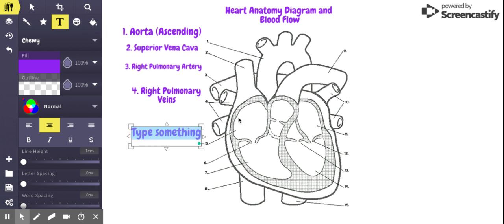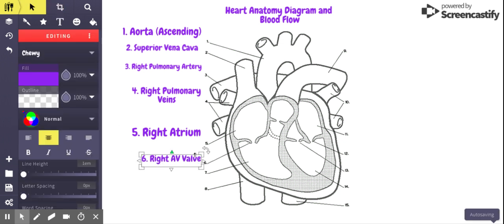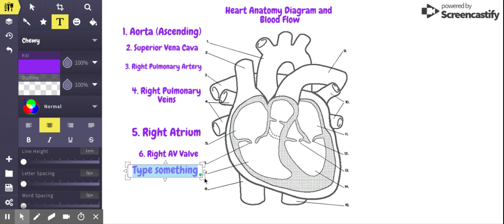Number 5 is pointing to one of our very first chambers. This is your right atrium at the top. And underneath that, number 6, we'll classify this as the right AV valve. If you were doing some Googling, you might have come across words like tricuspid, bicuspid, mitral. We're going to keep it pretty simple and just identify them as AV valves. That just means they're between the atrium and the ventricle. So number 7 would be considered the right ventricle.